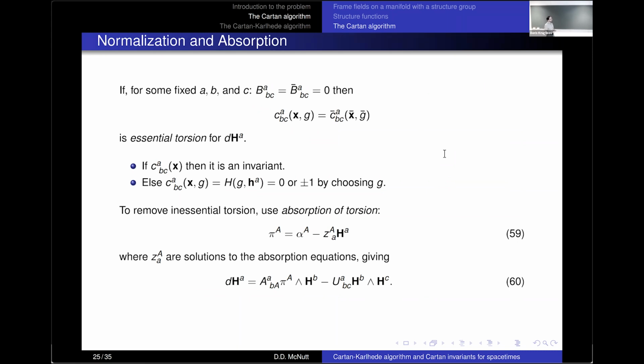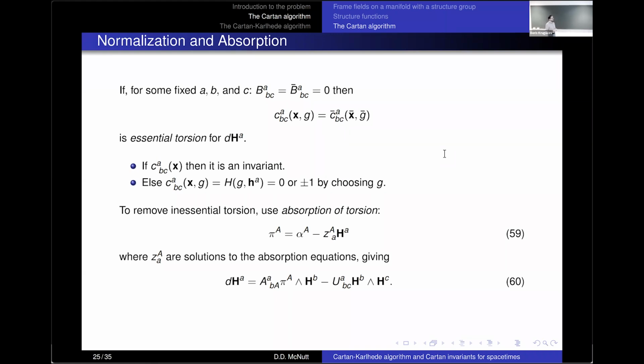Then we're left with these torsion coefficients being equal. And this is what is called essential torsion for the exterior derivative of capital H of A. And there's two cases. If there's no G dependence on this torsion coefficient, it is an invariant already. We don't have to do anything. There's no normalization we need to do. If not, then we can do some normalization.